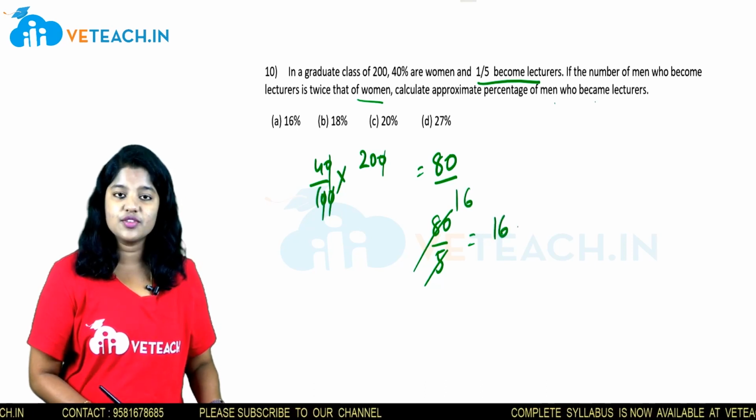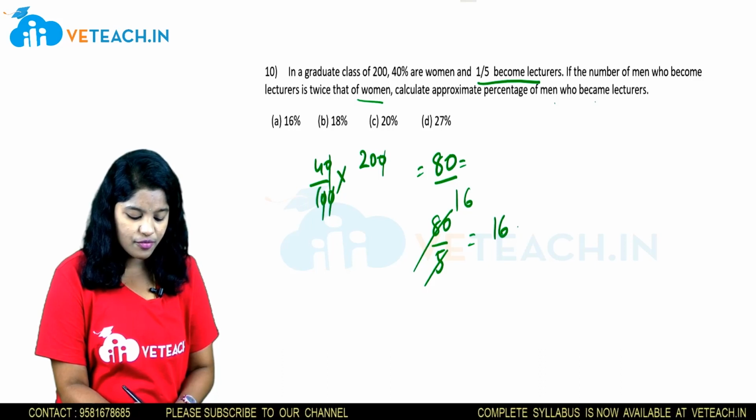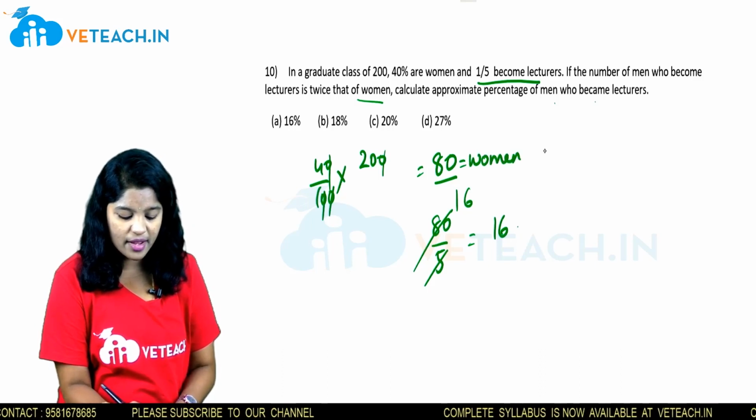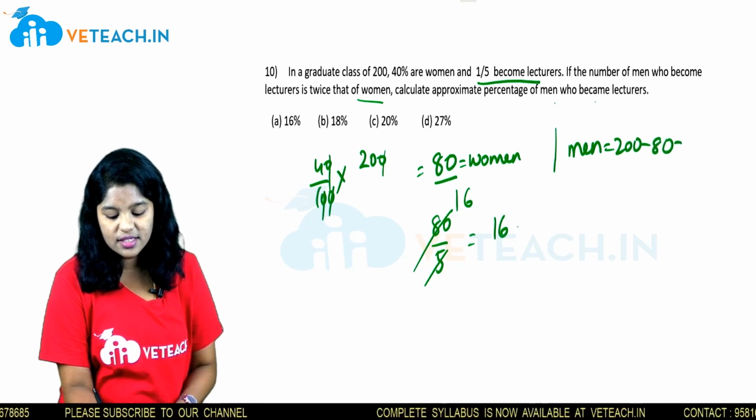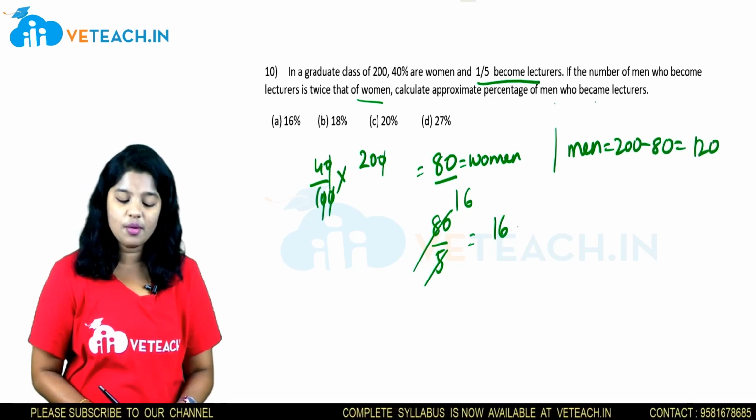16 members became lecturers. So out of 200, if 80 of them are women, the total number of men will be 200 minus 80, that is equal to 120 men.